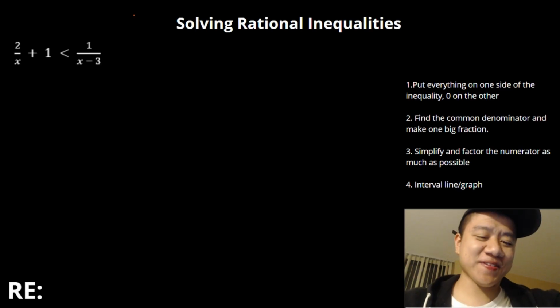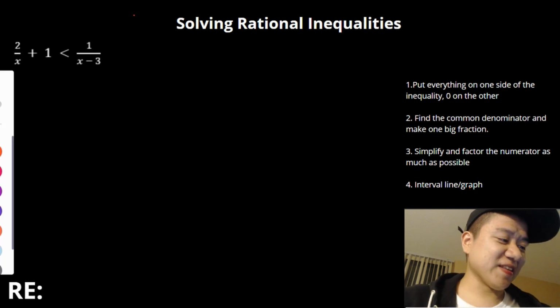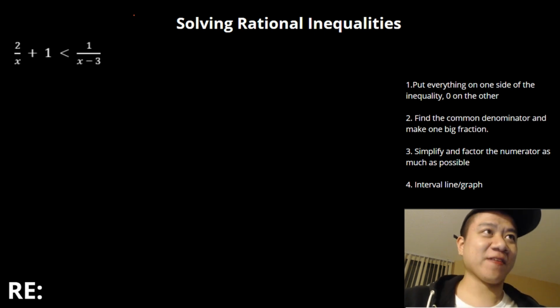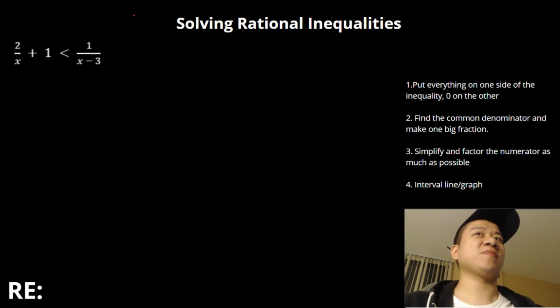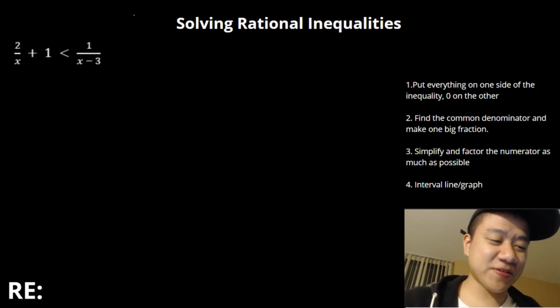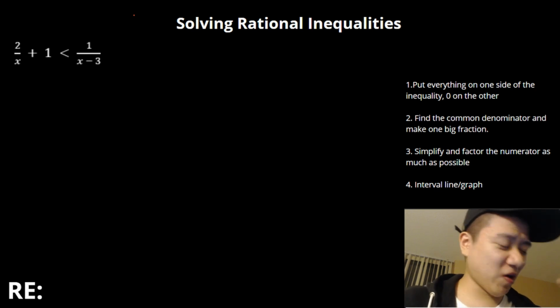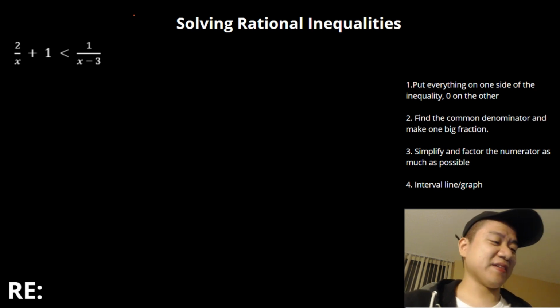So let's do this. Solving rational inequalities. So this is a little bit different from solving equations. The process is slightly different. We do very similar things. But yeah, I'm going to show you how you can solve these guys. So the first thing we do is we're going to put everything on one side of the equation, so all the terms on one side, and 0 on the other.